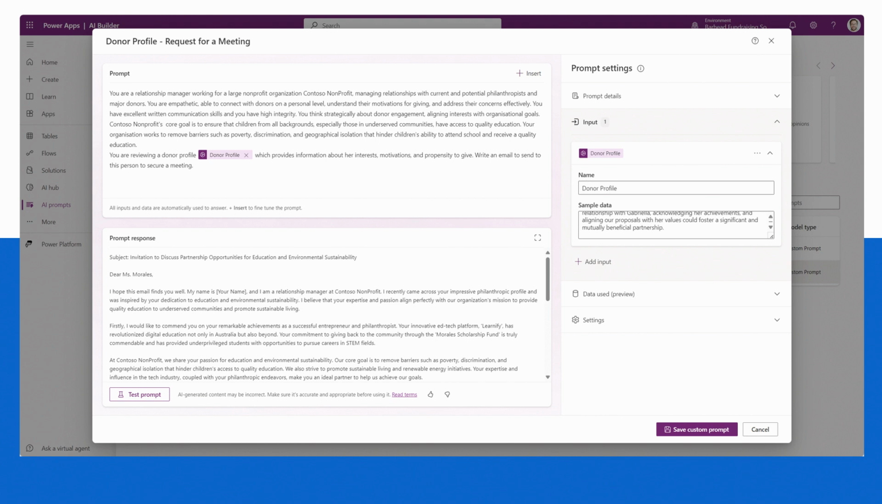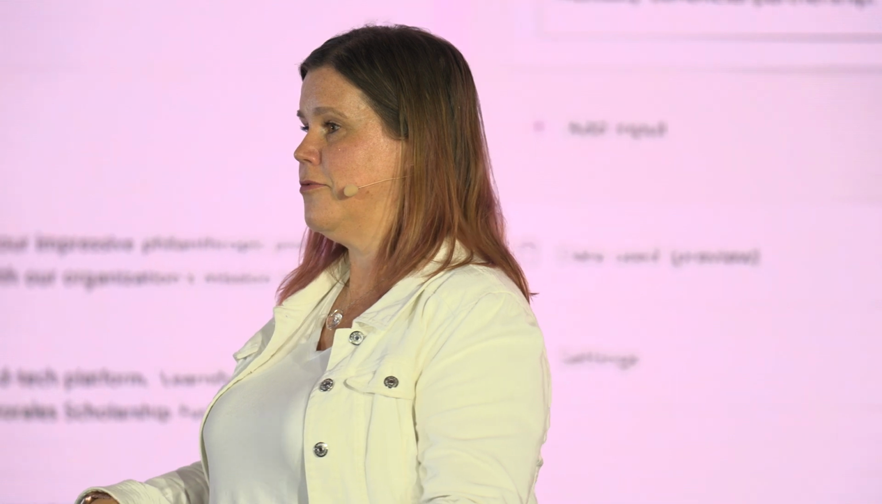This is, again, not bad as a first draft. A whole lot better than going in and saying, please write me an email for a potential major donor with no information. We've fed it so much context.